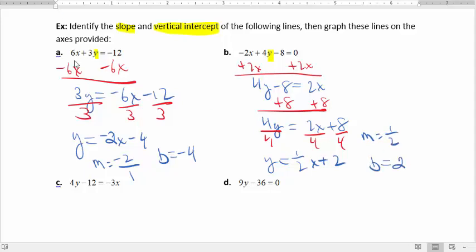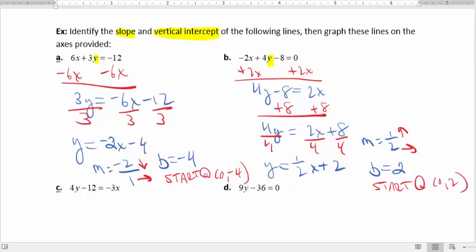So again, if we remember what we had said in the last video, the slope negative 2 over 1 means we're going to move down 2 over 1, and we're going to start at 0, negative 4. Here we're going to move up 1 over 2 after starting at 0, 2. So we can go down to our axes now.